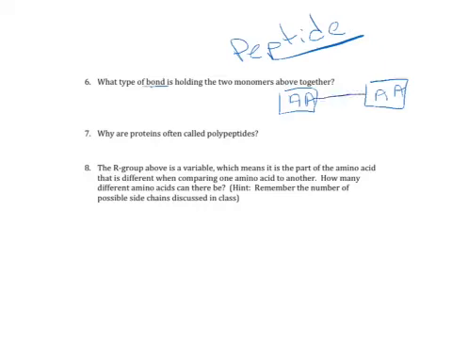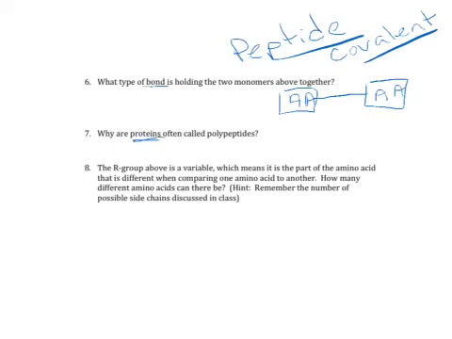I gave half credit for the word covalent because a peptide bond is a type of covalent bond, and it's just a covalent bond that holds together two amino acids. And specifically, if you really wanted to look at it, it's the bond that's formed once the OH and the H leave the two amino acids.